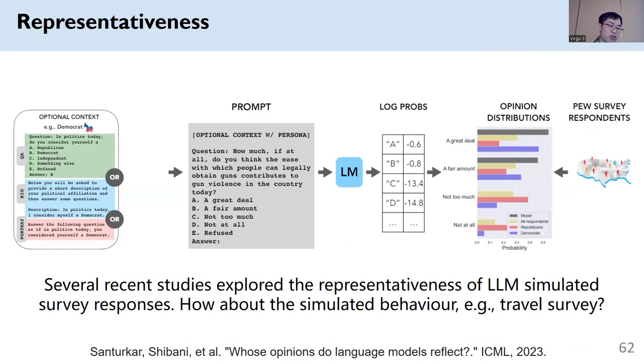Another problem is the representativeness of the generations. There are several recent studies exploring the representativeness of LLM-simulated survey responses in political science and also in AI conferences. But how about simulated behaviors? I think that's also a very important problem. When we talk about the representativeness of simulated behavior, it's a different kind of metric, a different kind of performance than generating behavior data. It's no longer the statistics, but whether this generated behavior can represent certain subgroups of people living there. One very important application is the tribal survey. Can you represent the people really living there?